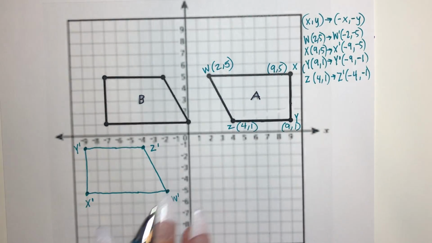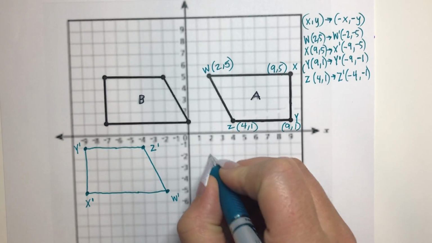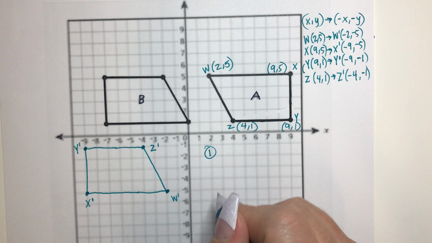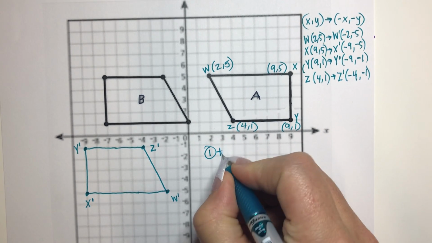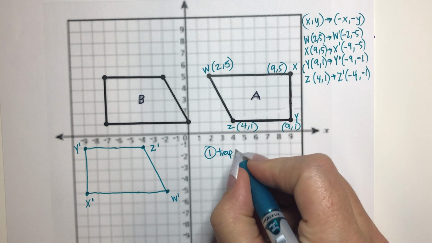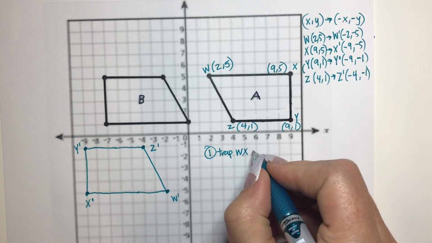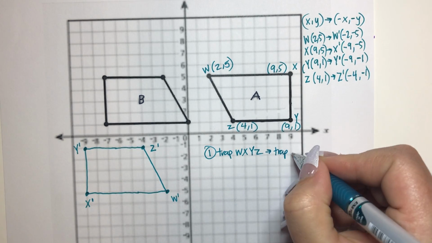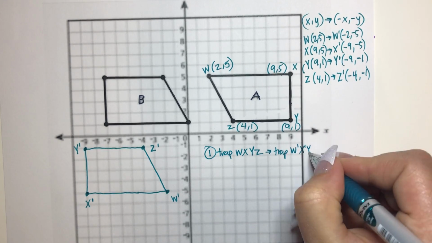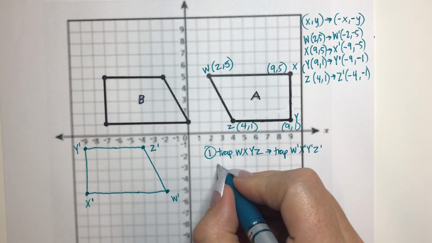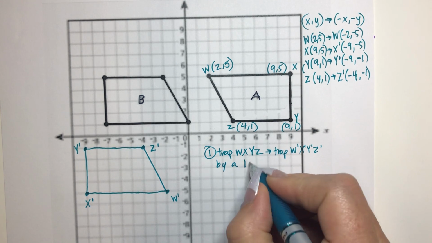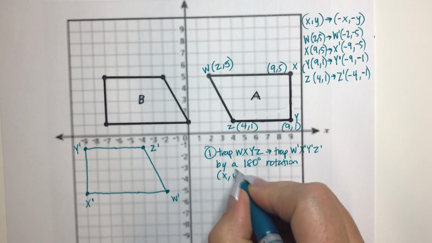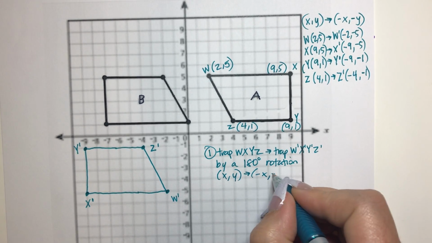Okay, so find a sequence of at least 2. So let's say the first thing that we do is, from A, we'll just say trapezoid WXYZ goes to trapezoid W prime, X prime, Y prime, Z prime by a 180-degree rotation, right, which is (x, y) goes to (negative x, negative y).